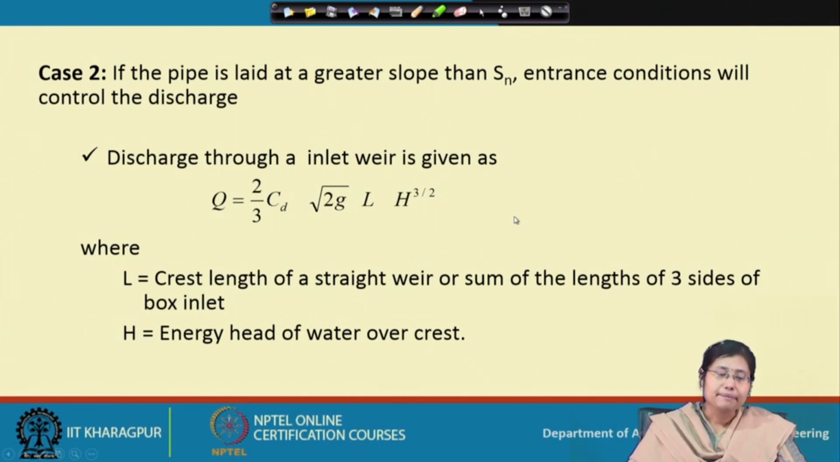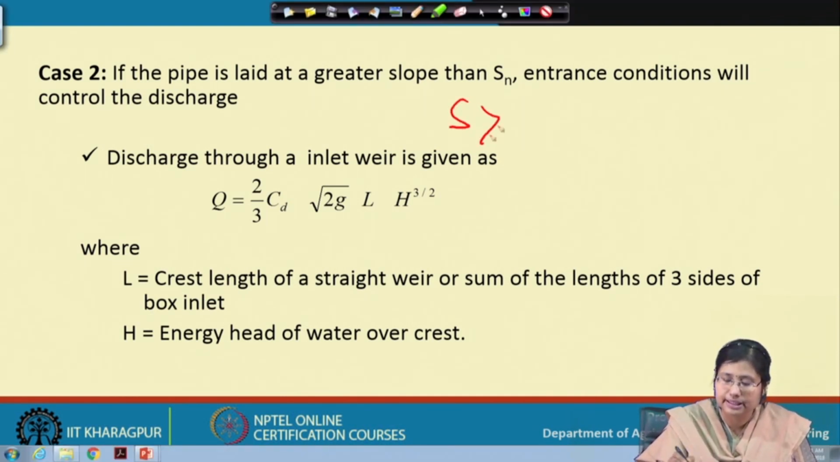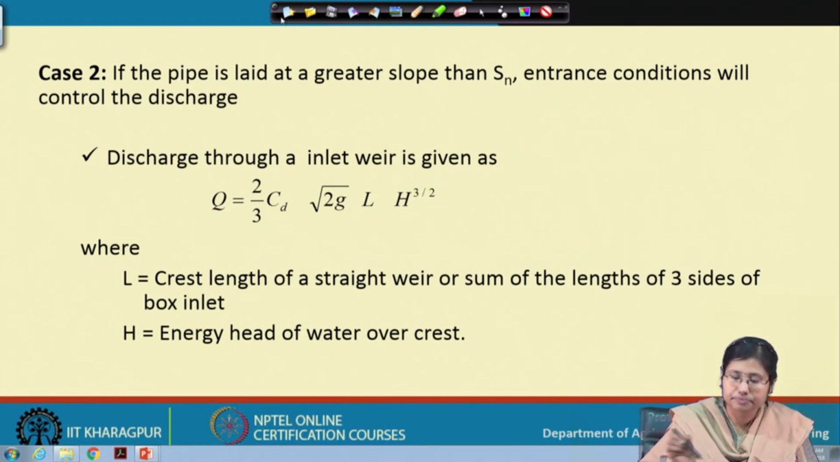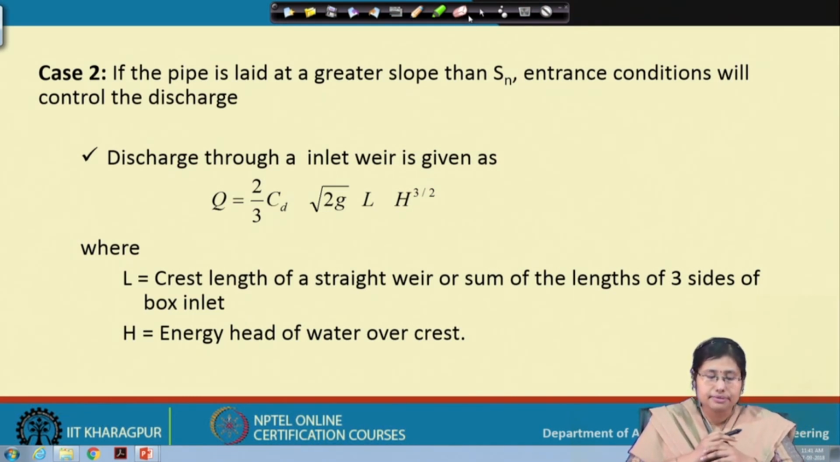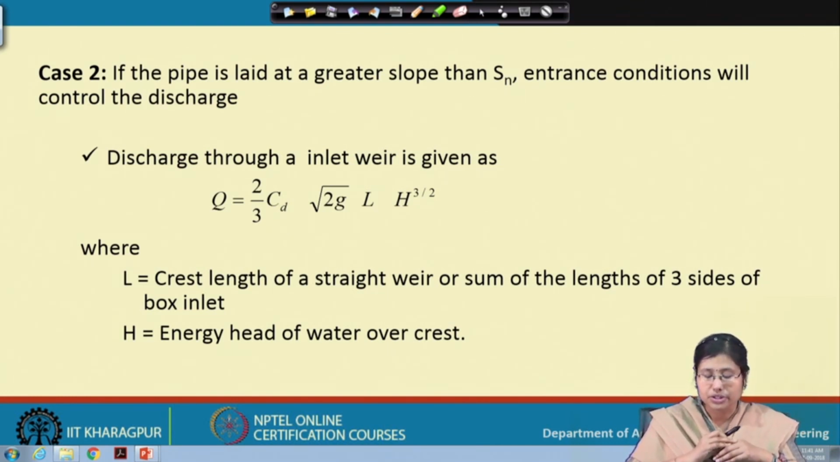Case 2, if the pipe is laid at a greater slope than Sn. So, this is the case 2 condition, where S is greater than Sn. The entrance condition will control the discharge in this case, and the discharge through the inlet is given by the weir equation, where Cd is the coefficient of discharge, L is the crest length of a straight weir or the sum of the lengths of 3 sides of the box inlet, and H is the energy head of water over the crest.